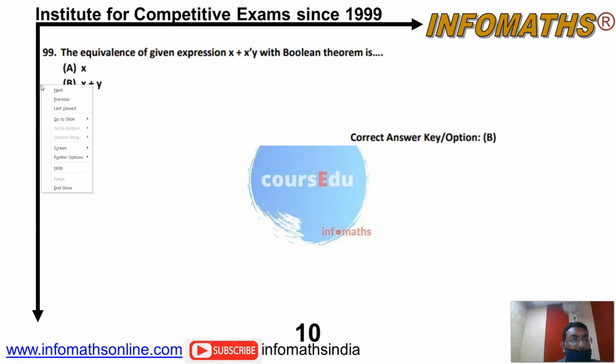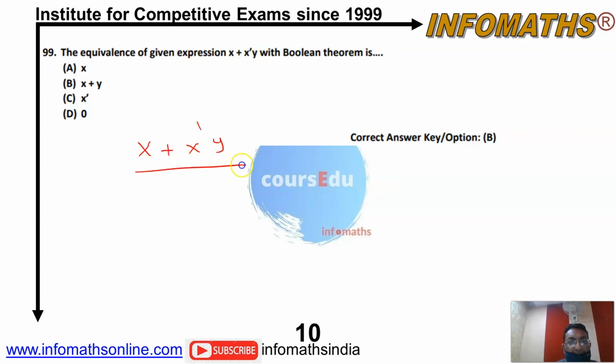Next one is again from Boolean algebra. This is a repetition of the first question. I will say you can get 1 free mark if you know the Boolean algebra rule which you have seen in my first question. The answer is in that question also. X plus x dash y. This is called the distributive rule. When one term is attached with two terms, it's called the distributive rule. It's a very popular rule used in Boolean algebra.